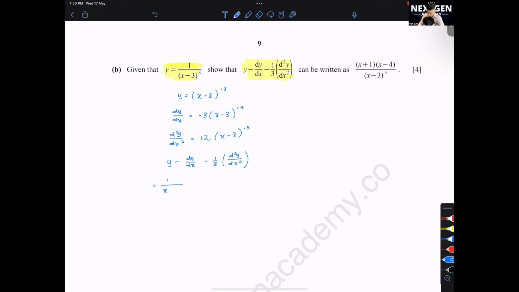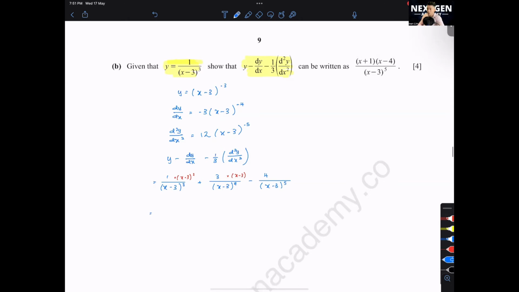Okay, I convert it back to the fraction form. So 1 over (x minus 3) cubed plus 3 over (x minus 3) to the power of 4. Minus will become plus. And here, minus 4 over (x minus 3) to the power of 5. My goal here is to make it one fraction, and my denominator is (x minus 3) to the power of 5. So the first one, I multiply by (x minus 3) squared. The second one, I multiply by (x minus 3). So the numerator will be (x minus 3) squared plus 3(x minus 3) minus 4, and my denominator will be (x minus 3) to the power 5.